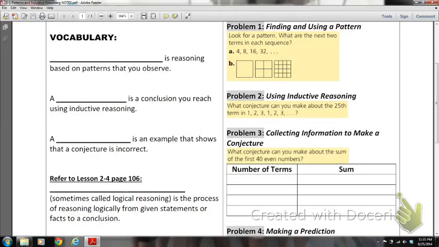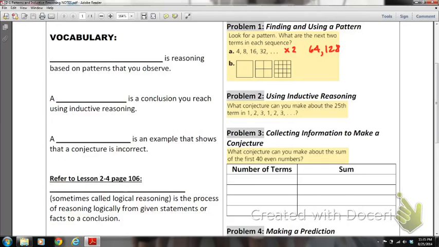So if you look at the pattern, you're taking each term and you're multiplying it times 2. So that means that the next two terms would be 32 times 2, which is 64, and then 64 times 2, which is 128.